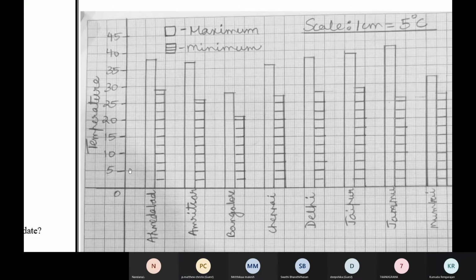Deepshika. Yes, ma'am. Read after 5. 5.5, 6, 6.5, 7, 7.5, 8, 8.5, 9, 9.5, 10, 10.5. Yes, thank you, Deepshika.